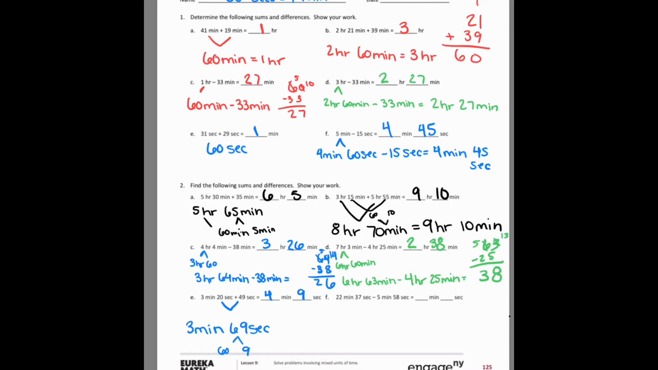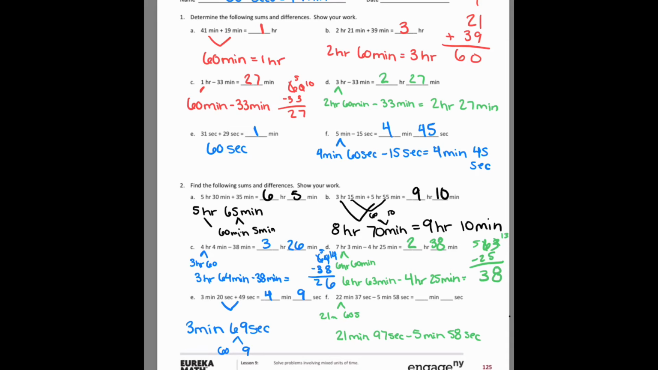All right, let's look at F. We got 22 minutes and 37 seconds minus 5 minutes and 58 seconds. Well, there's too many seconds to subtract, so I'm going to change 22 minutes into 21 minutes and 60 seconds because that's technically the same thing. But when I add back those 37 seconds that I already had, I'm going to get 21 minutes and 97 seconds minus 5 minutes and 58 seconds.